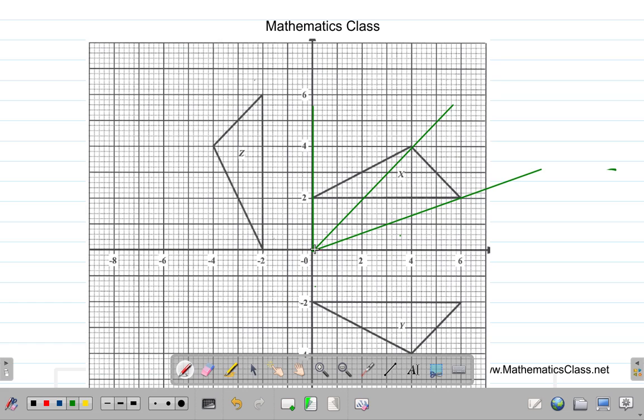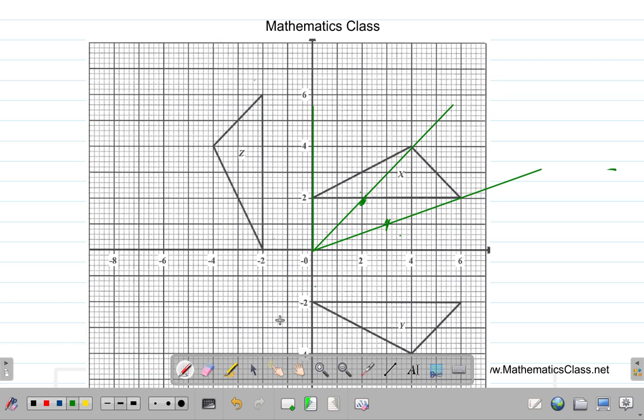Now the scale factor half. If you want to go from the origin to this point, you'll have 6 to the right and 2 up. You must half all of that. Half of 6 is 3. So you must go 3 to the right and half of 2 is 1. So you must go 1 up. So the point is going to be here. From the origin to this point up here, you'll have to go 4 to the right and 4 up. Half of 4 is 2. So this time you go 2 to the right and 2 up. You half it because they say scale factor half.